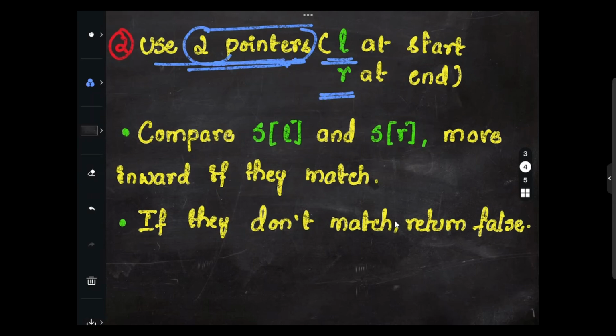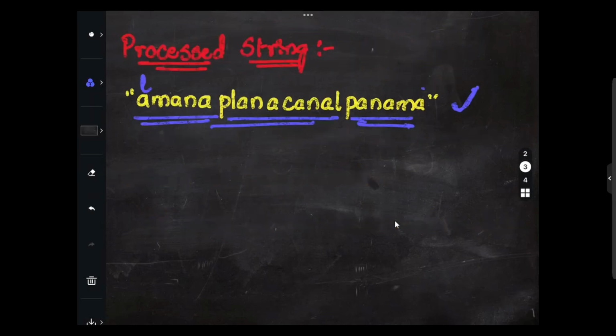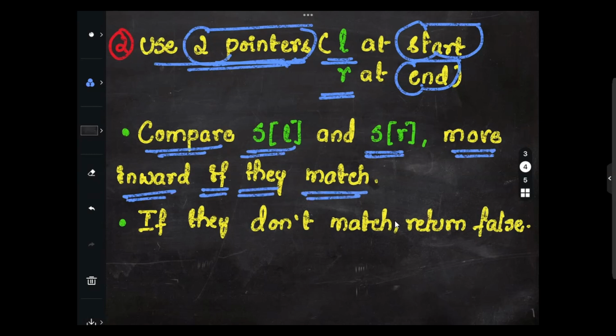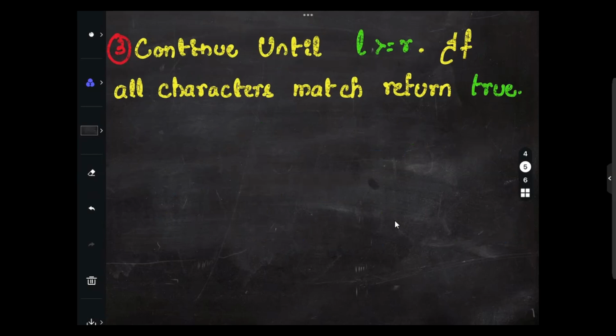One pointer is L and one is R. L is at the start, and R is at the end. First, we will compare S of L and S of R, and we will move inward if they match. If they don't match, then we will return false.